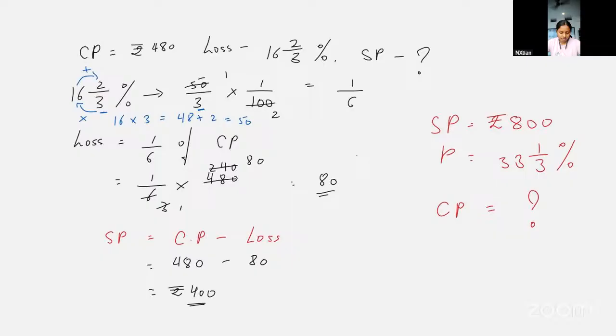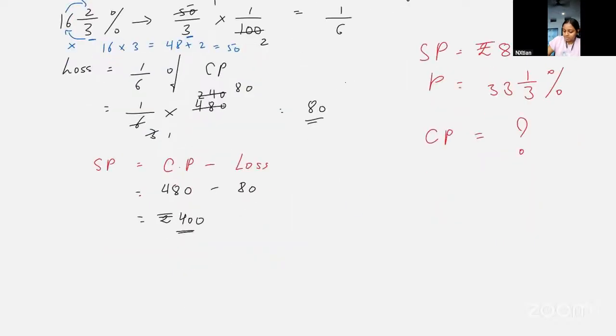Ma'am, I got an answer. You got an answer. Okay. Can I say it? Yes. Ma'am, cost price is 600 rupees. Correct. That's correct, Abhijit, that's the correct answer. Okay. To Johanna's question, how did 50 by 3 become 1 by 6?